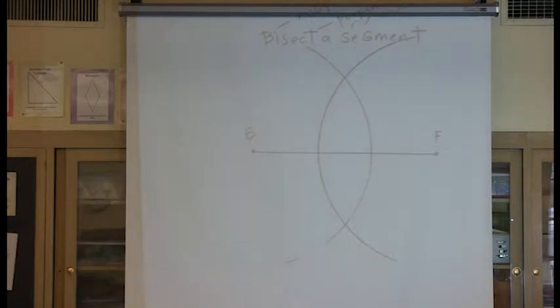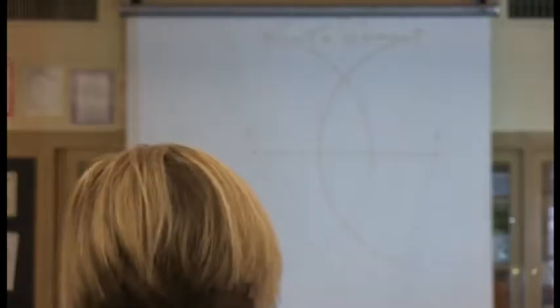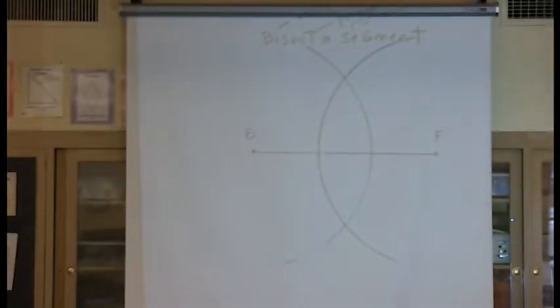And you should notice that your two arcs crisscross, like a Venn diagram. Okay? That's because yours wasn't longer than half your segment. You need to make it bigger. So do it again and make your compass longer. Don't erase. Don't worry about it. Just stretch it out a little bit more and try it again.